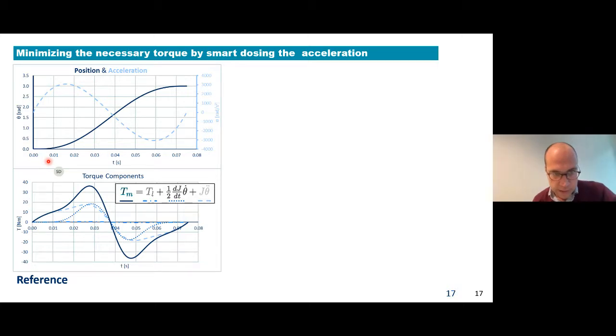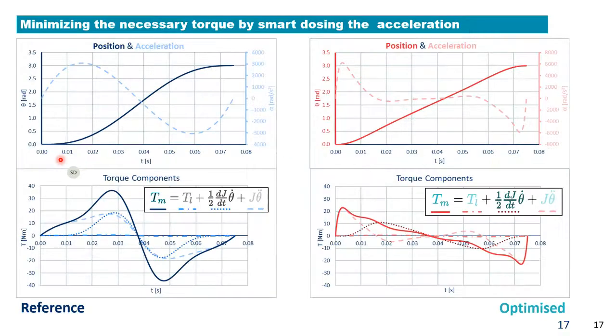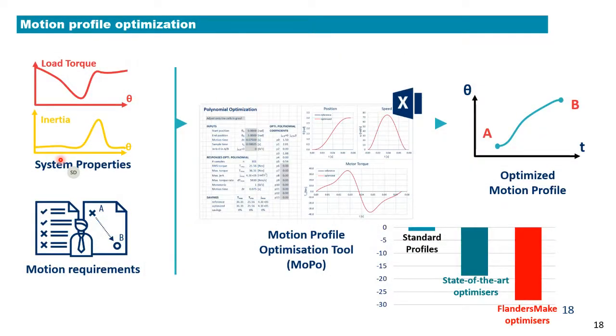And on the next click, we will see the optimized motion profile. So we obtain the same position delta and the same time delta, but now we can do this with a much lower torque because the optimizer shifts different torque components apart from each other. Therefore, we have a smarter dosing of our acceleration, and in that way, we can reduce the amount of energy a lot.